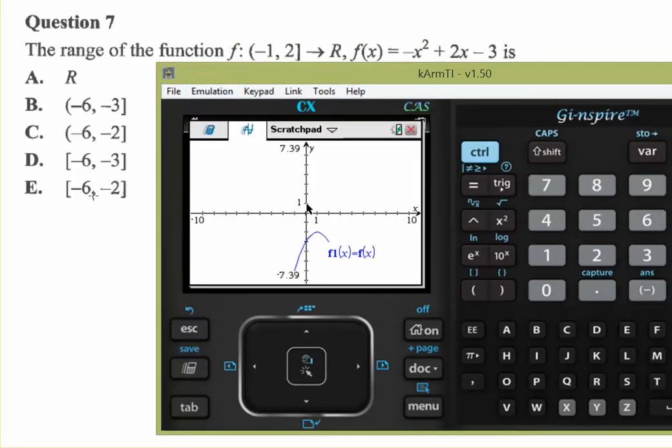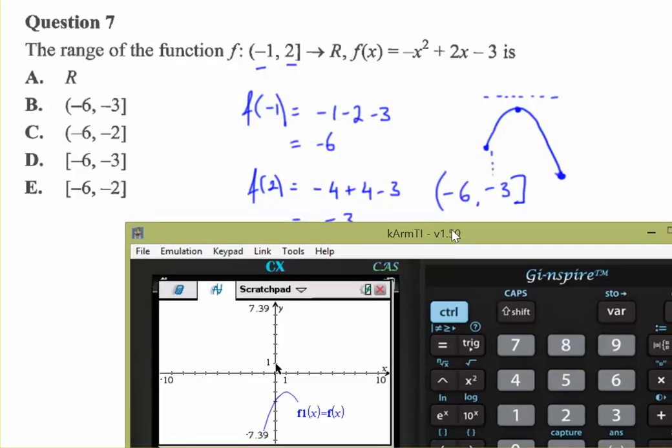So which one of these is the right option? Well, we've got -1, -2, -3, -4, -5, -6 there. So we're going from -6 to -5, -4, -3, -2. So we're going from -6 to -2. Now, I've got a couple options there. We have C or E.